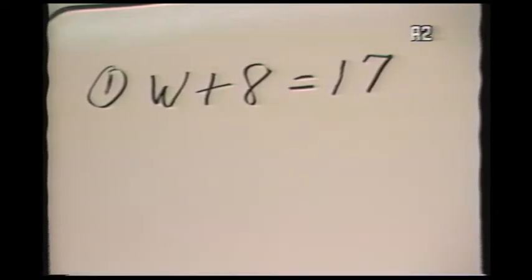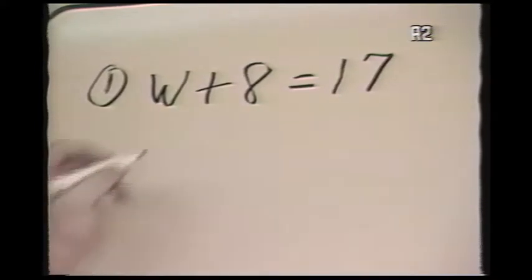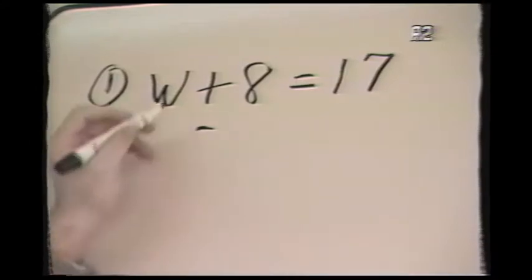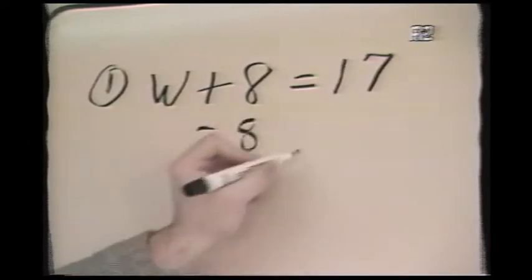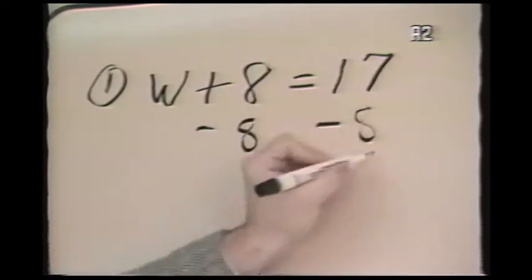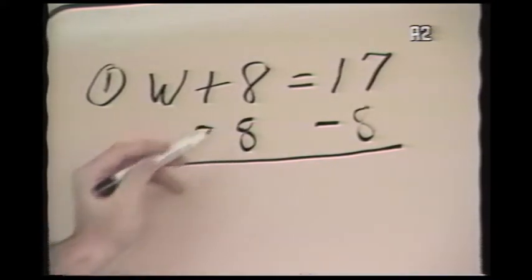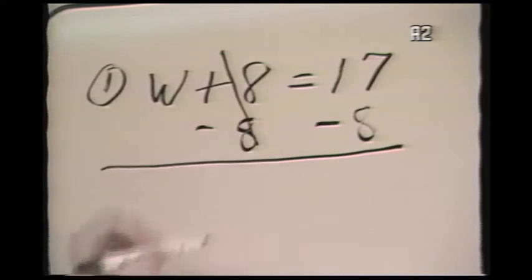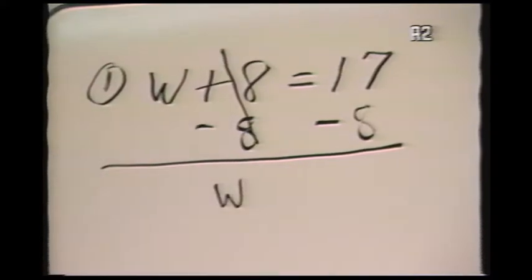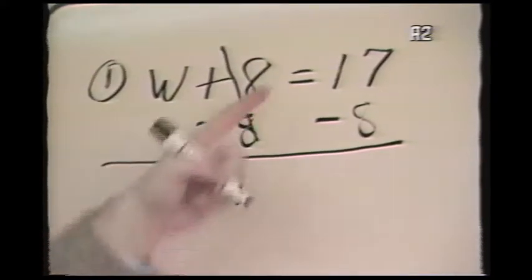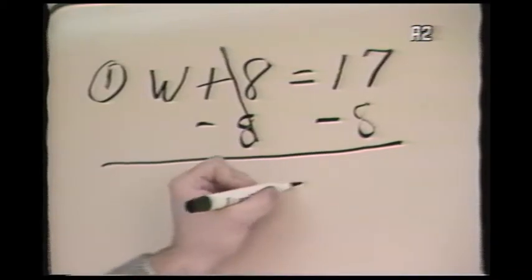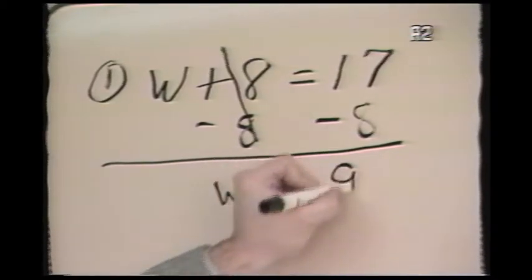Now, how do I react to this? When I see a plus sign, I should react with a minus sign. I should subtract 8 from each side of the equal sign. W plus 8 minus 8 will equal W. 17 minus 8 will equal 9.